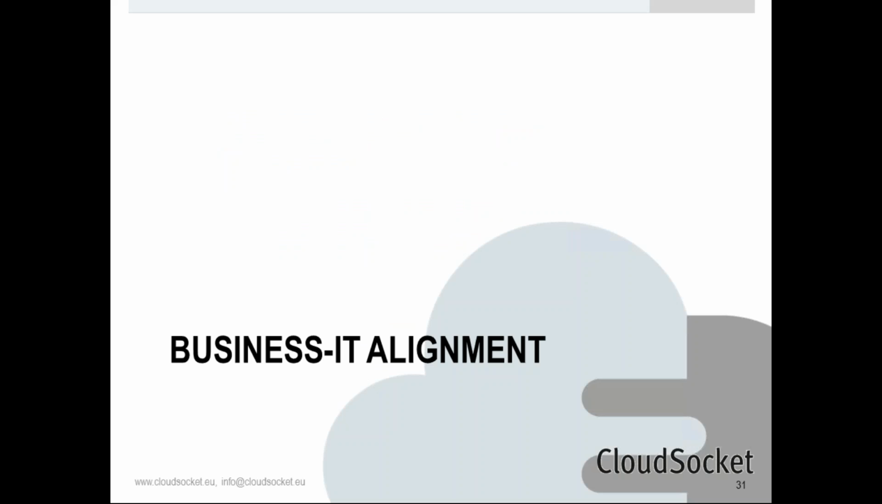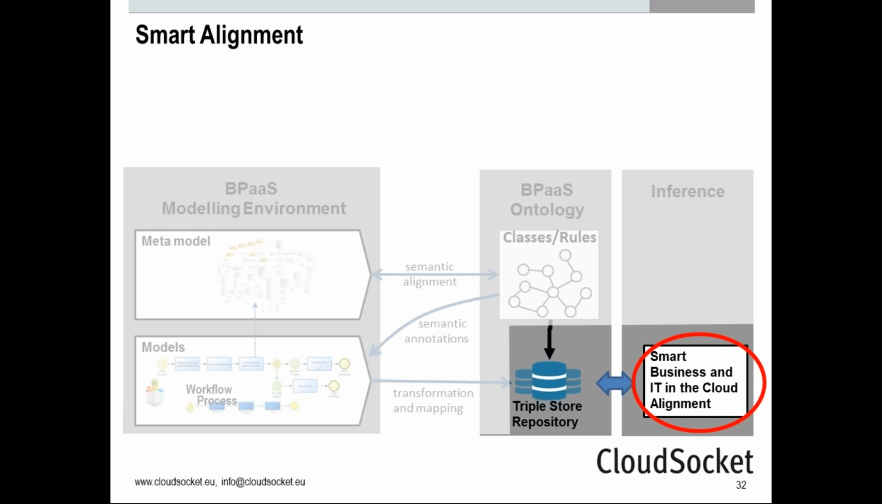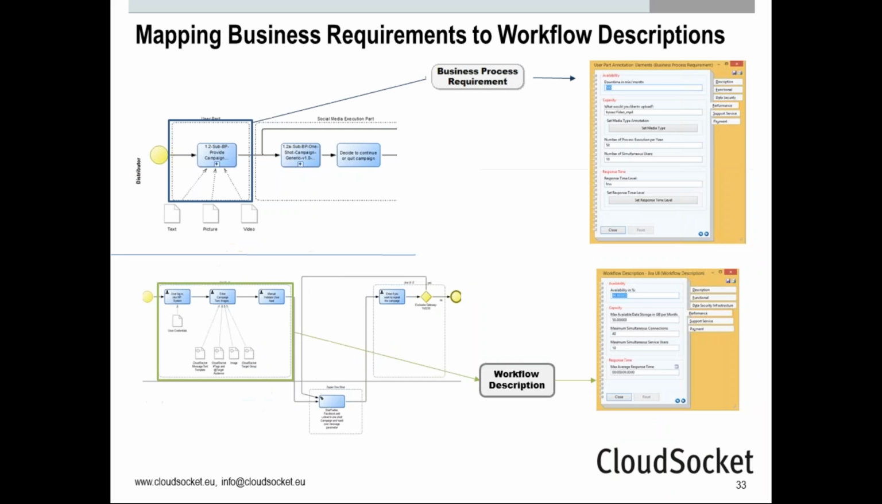Okay, now we have the model with all the requirements, and we have the workflow descriptions, and now we come to the alignment itself. The alignment is on the lower left in the inference engine, has as input the triple store, the formal representation of the models, requirements and descriptions, and now makes the mapping between requirements and descriptions. This is what we show here.